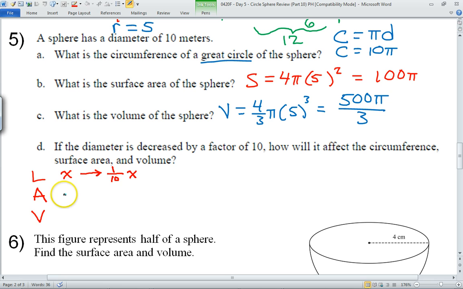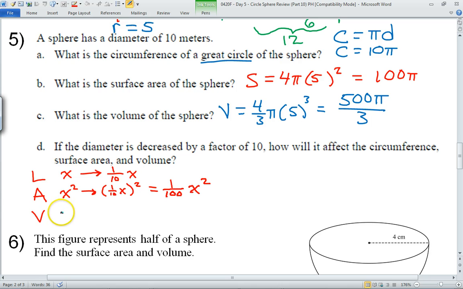Now, if we want to know what happens to the area and the volume, well, area starts off as x squared. So if I want to find the new area, I need to do 1/10 x, and I need to square that. Now, if I square 1/10, focus on the 10. 10 squared is 100. So this is going to be 1/100th x squared. Alright, so that tells us what happens to the area. The area decreases by a factor of 100.